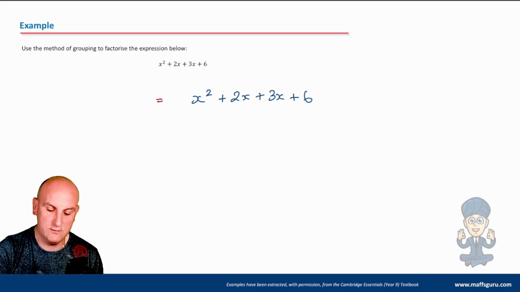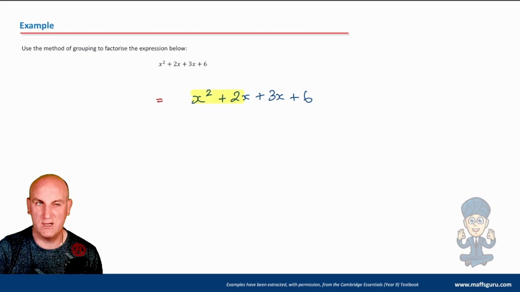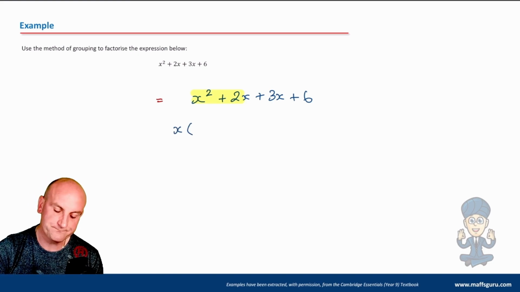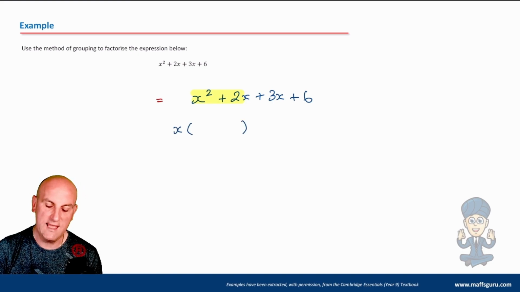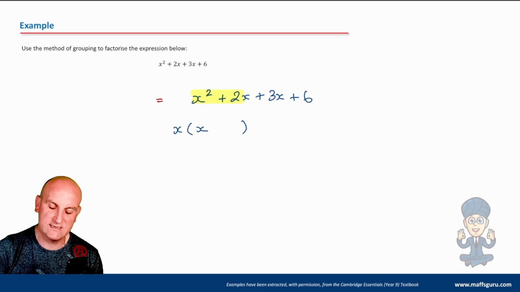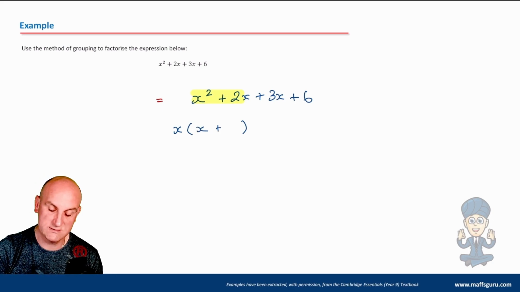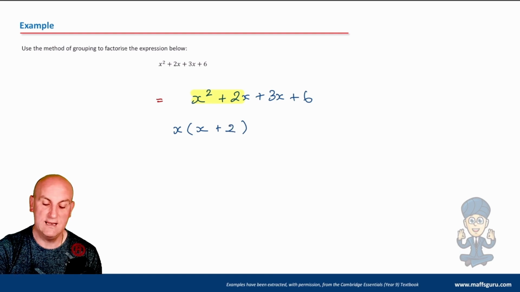Right, so the first thing I'm going to do is I'm only going to look at the first 2 terms here, and I'm going to factorize just those. I'm going to take out the maximum I possibly can. Is there a number I can factorize? No. Is there a letter? Yes. I'm going to take out an x. There's a set of brackets. X times x gives me x squared. X times what gives me plus 2x? Well, it's got to be plus 2, hasn't it? And there we go.